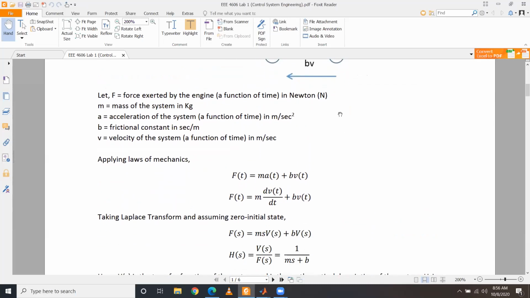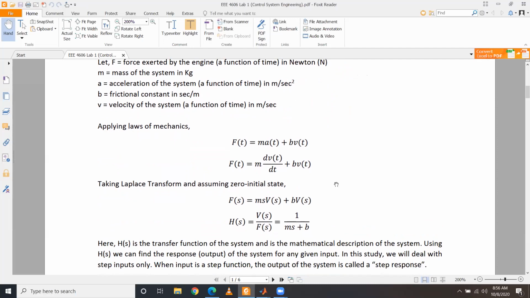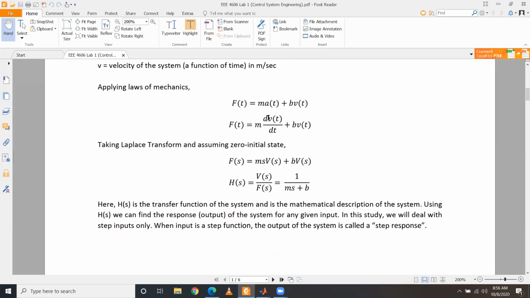So in this case, the output can be considered to be the acceleration, or the velocity, or the displacement. So there can be multiple outputs, and depending on the output, the transfer function of the system will change. So if we assume the velocity to be the output, then in the original equation, you can only have the input and the output. Otherwise, you'll not be able to get the transfer function, right?